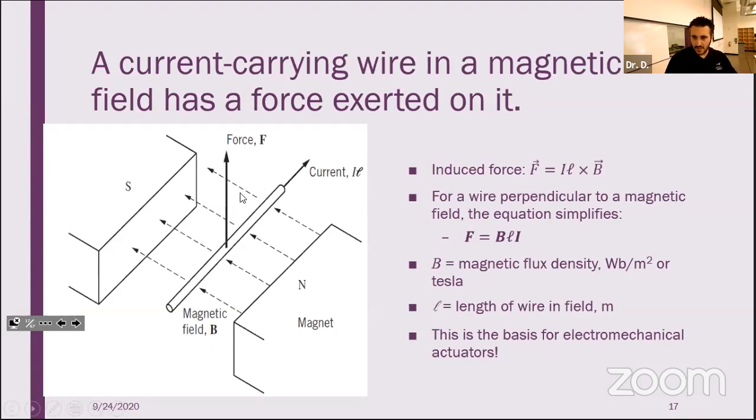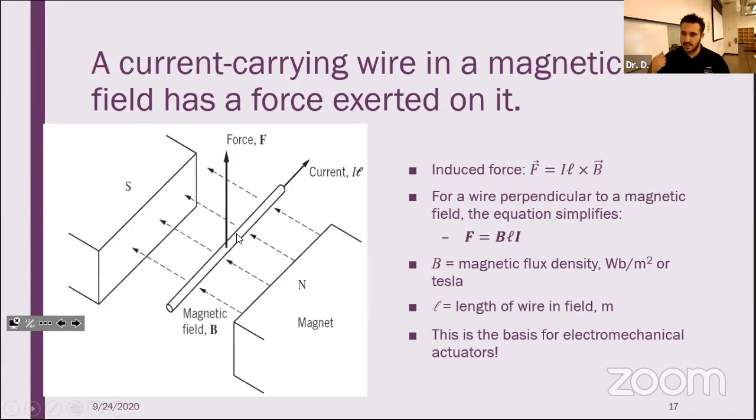What's L? We'll talk about L in a second. And there's a magnetic field traveling from north to south here. Well, then there's going to be some force acting on this, right? So for a wire perpendicular to a magnetic field, we can reduce this equation. We can talk about it in terms of a scalar instead of a vector. So if we're good about how we position our wires in a magnetic field, we can simplify the math.